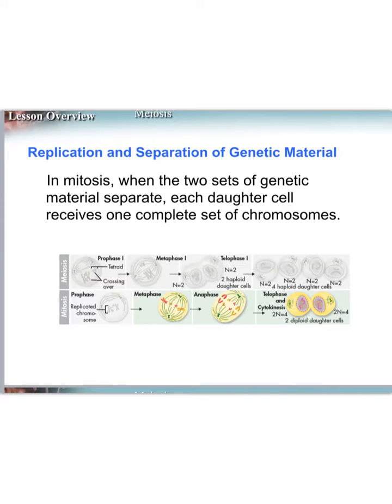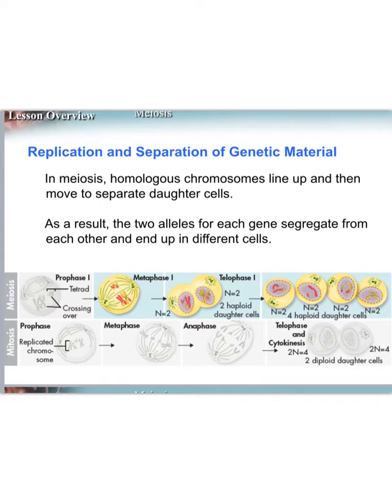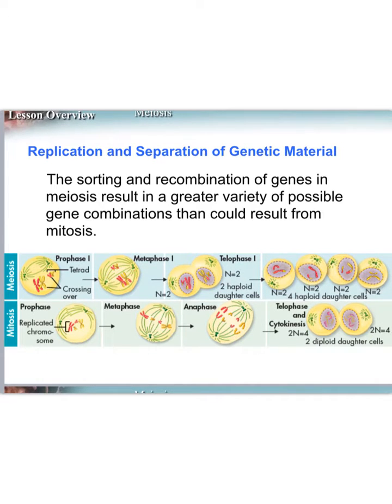Replication and separation of genetic materials. In mitosis, when the two sets of genetic materials separate, each daughter cell receives one complete set of chromosomes. In meiosis, homologous chromosomes line up and then move to separate daughter cells. As a result, the two alleles for each gene segregate from each other and end up in different cells. The sorting and recombining of genes in meiosis results in a greater variety of possible gene combinations than could result from mitosis.